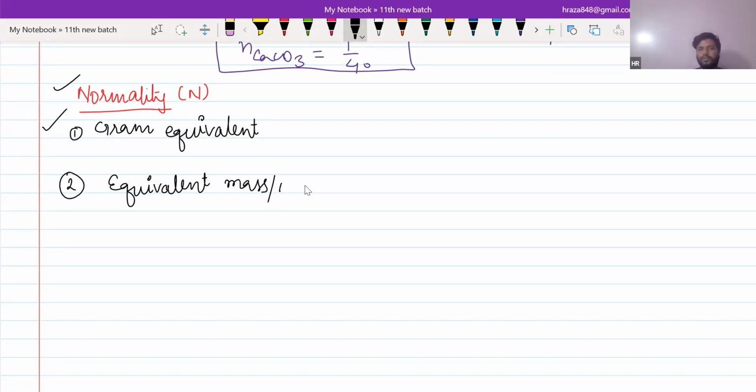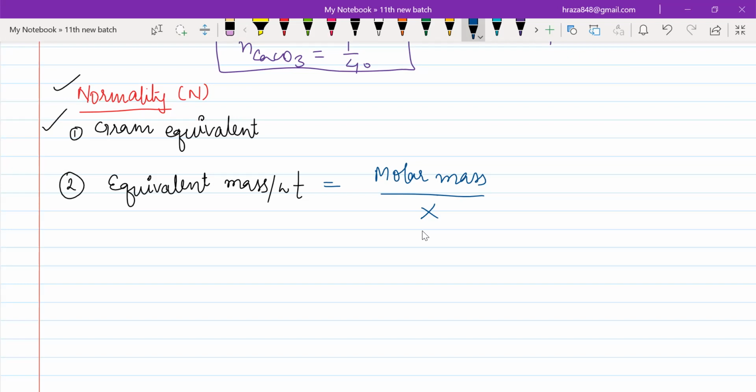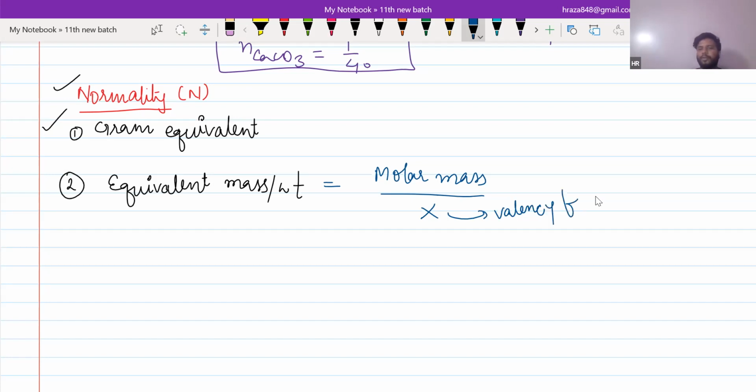So first of all, I am going to introduce equivalent weight, and equivalent mass will be equal to molar mass upon X. You know how to calculate molar mass? Yes, sir. Now this X is valency factor or N factor. We call it valence factor or N factor.